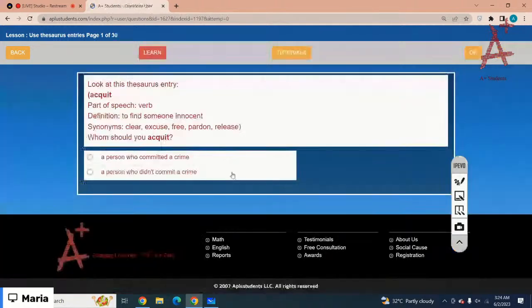Okay, look at the thesaurus entry: acquit. This is a verb. The definition is to find someone innocent. That is the meaning of the word acquit. And synonyms are clear, excuse, free, pardon, and release. So, whom should you acquit? A person who committed a crime or a person who couldn't commit a crime? Which is the correct option? It would be a person who didn't commit a crime.